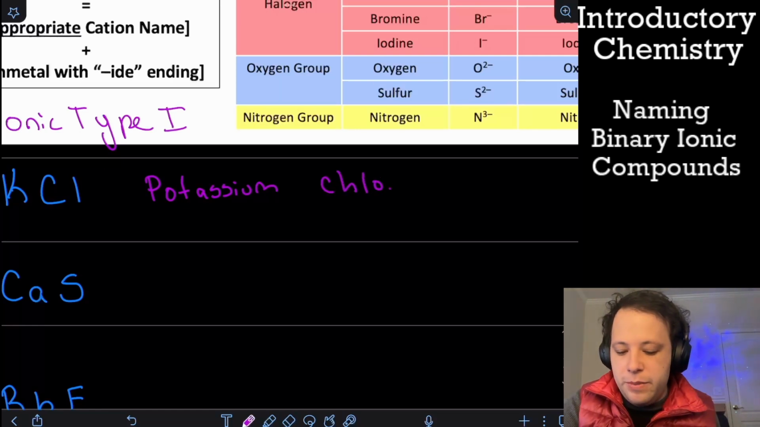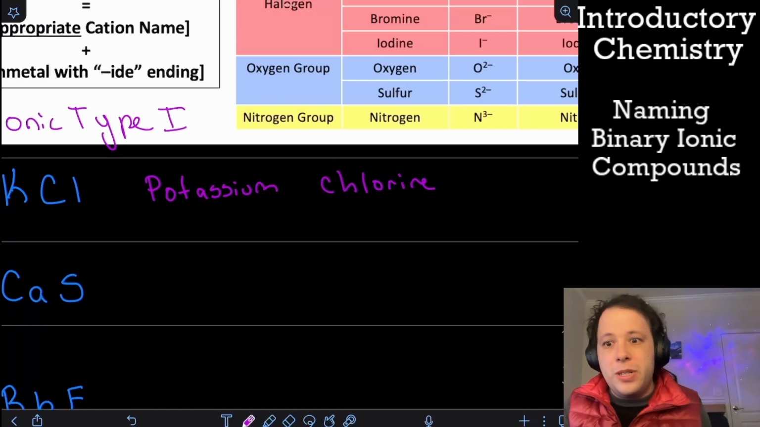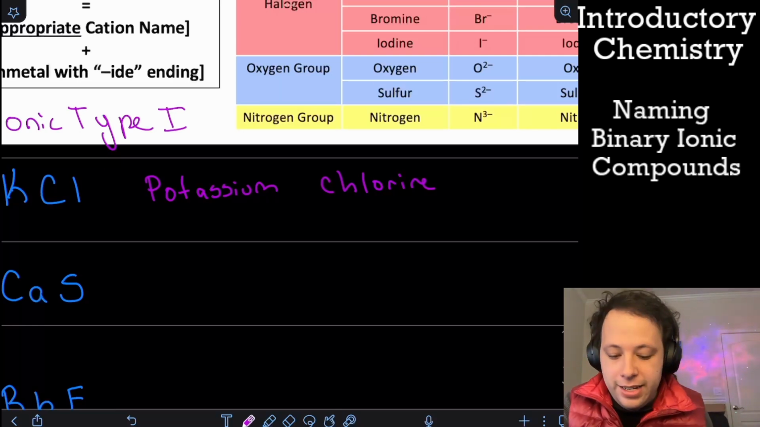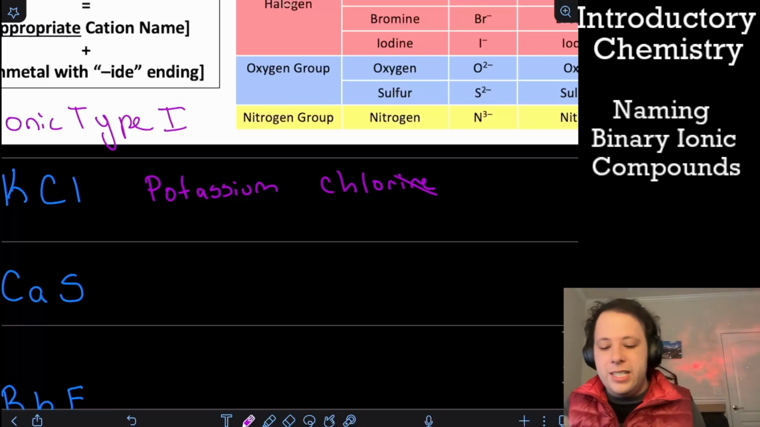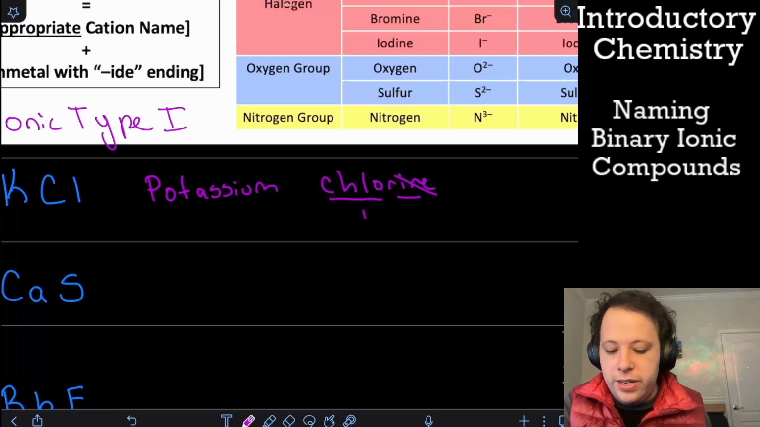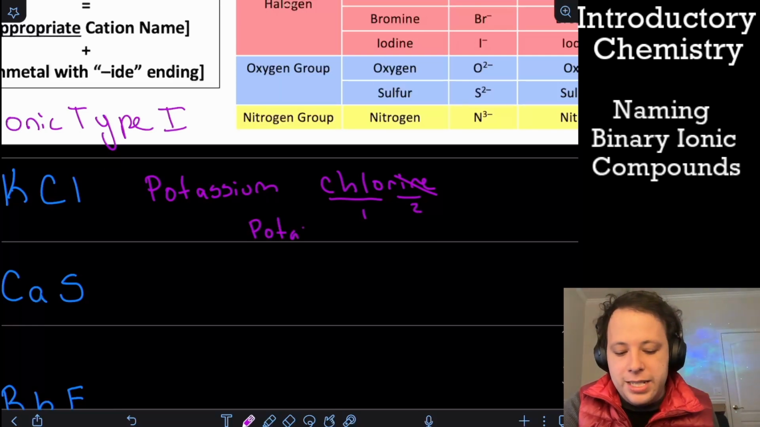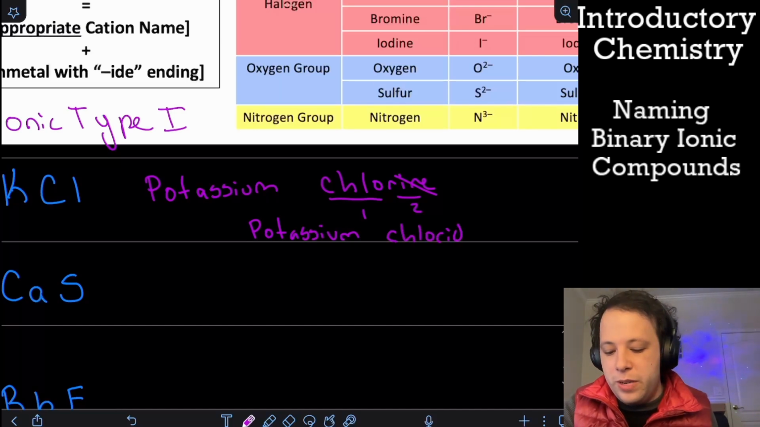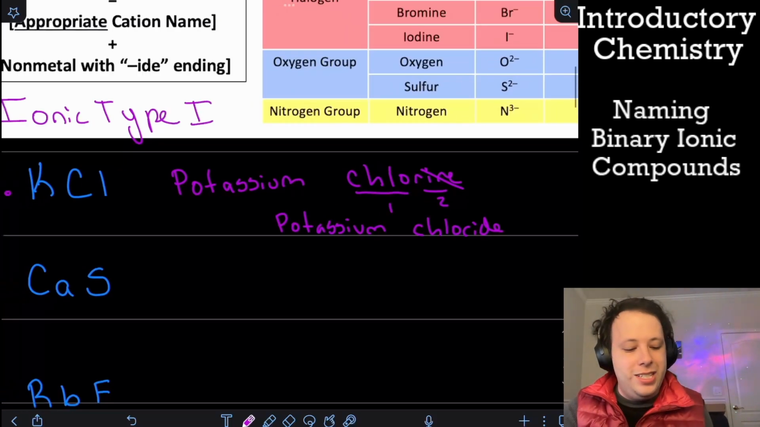So potassium chlorine, but we're going to be replacing that ending. Looking at the two syllables of chlorine, we keep the first, so it becomes potassium chloride. Just like sodium chloride, but in this case, it's potassium instead.